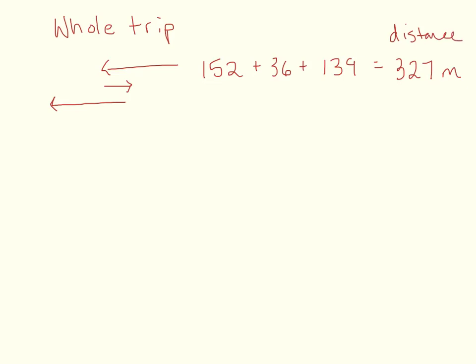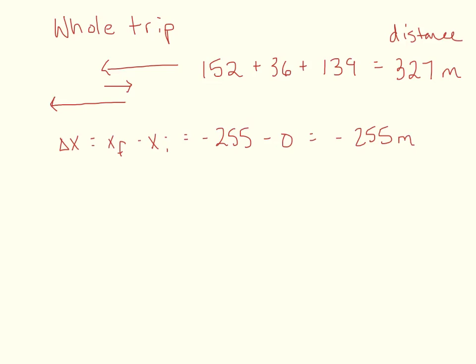Now let's look at our displacement. There are two ways I could do the displacement. The easiest way is just to take my final position and subtract my initial position. We said earlier that our final position was negative 255, so negative 255 minus 0, and of course we get negative 255 meters, showing that at the very end of the trip I was 255 meters to the left of where I started on my diagram.